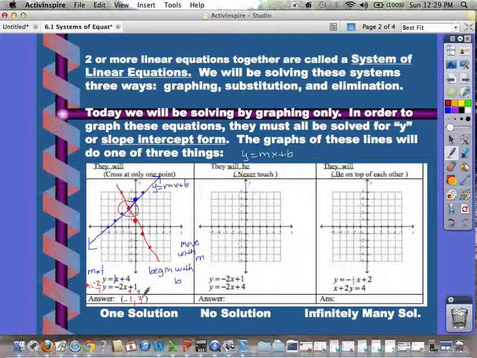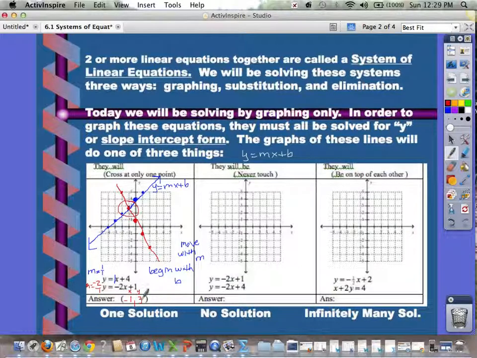And what that means is if you use -1 as your x and 3 as your y and plug them in here, that would make this equation equal both sides. And that will also work for this one. Those are the only two numbers specifically that will work for these two equations. Okay, so the intersection is our answer, (-1, 3).